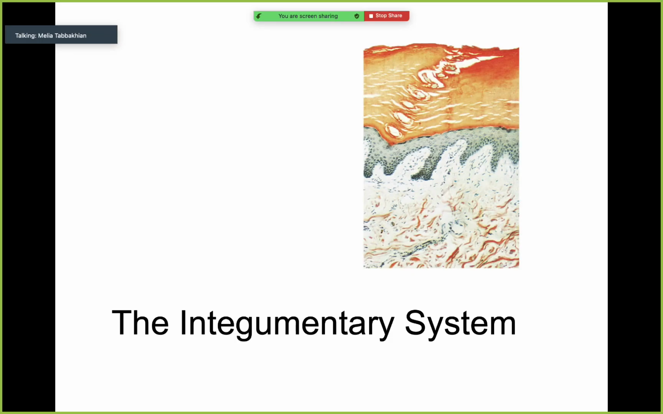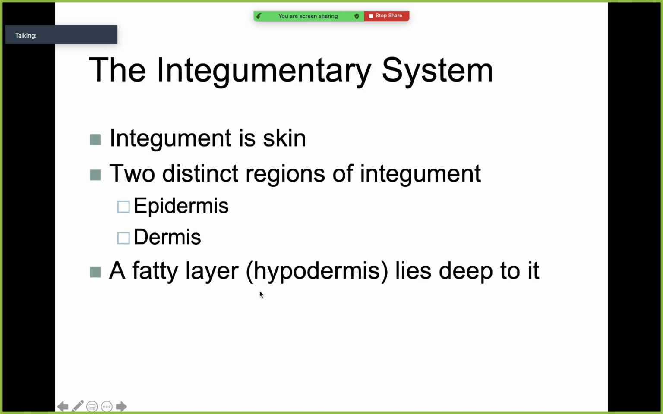This lecture is all about the integumentary system, which is your skin. The integumentary system includes the skin and all of its appendages, and the skin actually is its own organ, and you'll learn how complex it is by the end of this PowerPoint. So, what is the integumentary system?